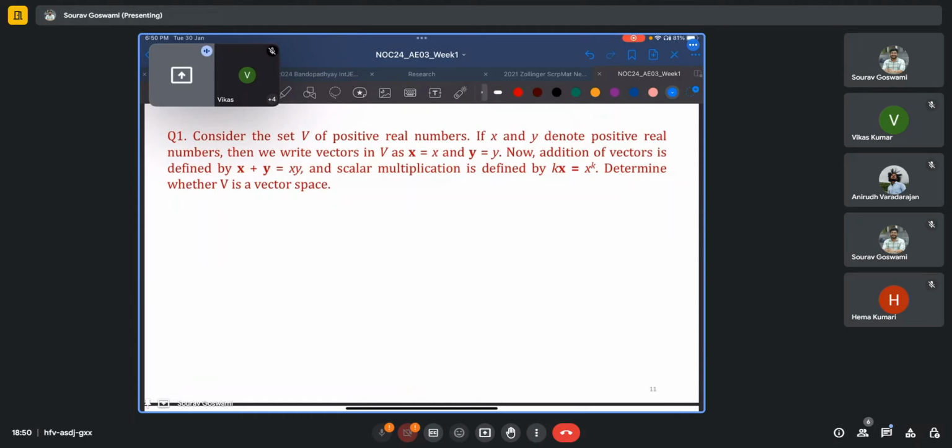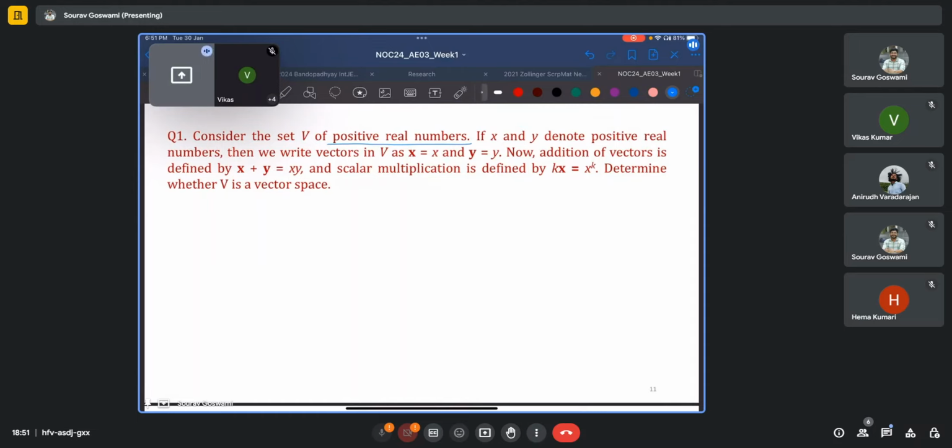Now we'll look into a few questions which utilize these concepts and will be relevant to the assignments that we looked at this week, that are due for this week. So for the first question, consider the set V of positive real numbers. If x and y denote positive real numbers, we write the vectors in V as the vector x equals simply x and the vector y equals y. So this is the definition of the vector space that we are working with.